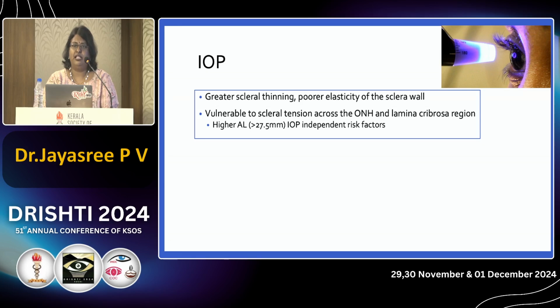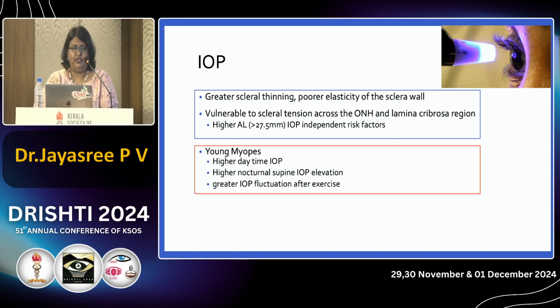Every aspect of glaucoma diagnostics is given a challenge by myopia. Coming to IOP, which is basic for glaucoma diagnostics, there is scleral thinning and poor elasticity of the scleral walls. These patients are vulnerable because of the scleral tension across the optic nerve head and lamina cribrosa. The lower axial lengths are more prone to IOP-related problems. When the axial length increases, the IOP-independent risk factors pose more of a challenge. Younger myopes are known to have higher daytime IOP, higher nocturnal supine IOP elevation, and greater IOP fluctuation after exercises.